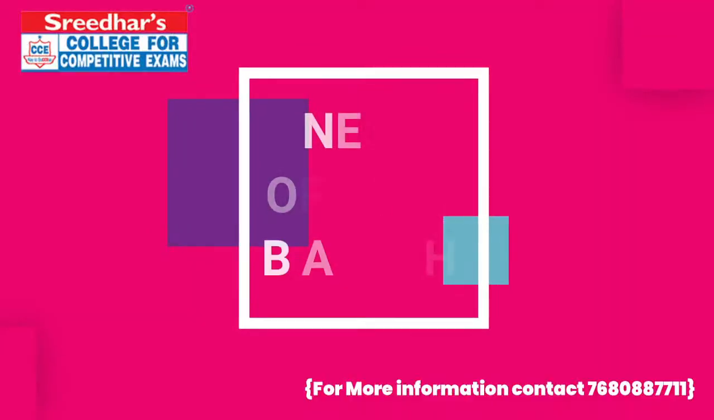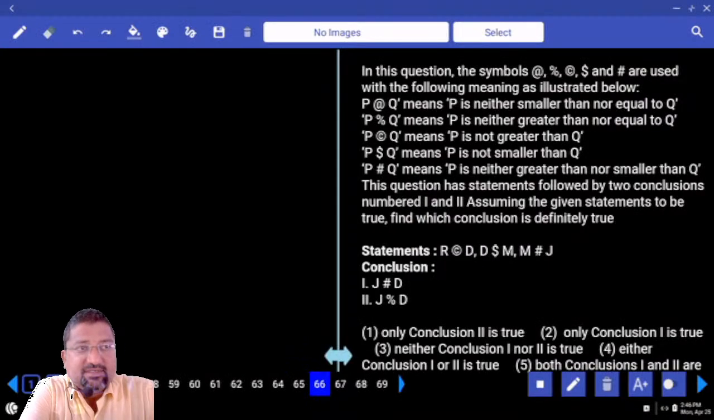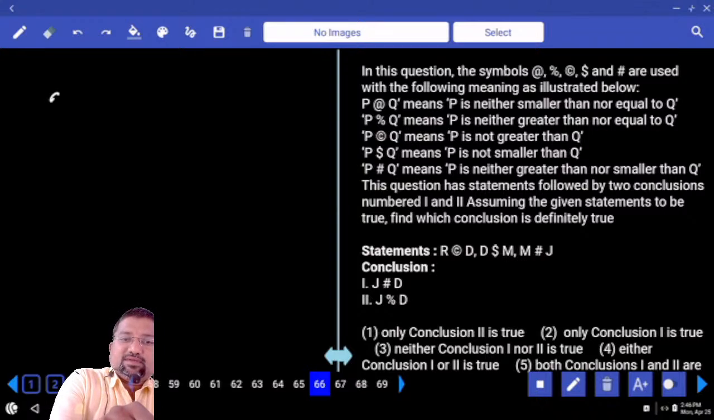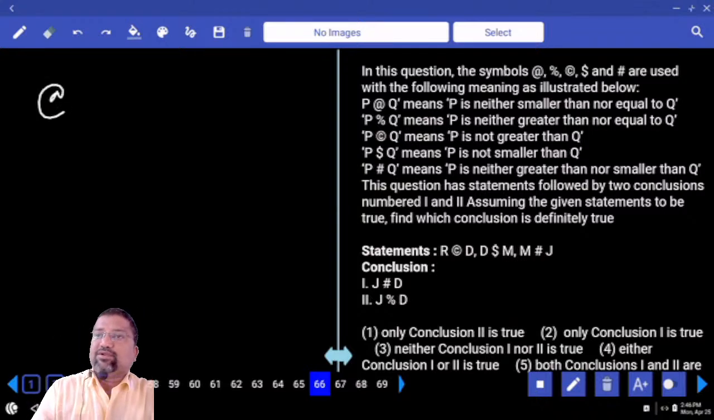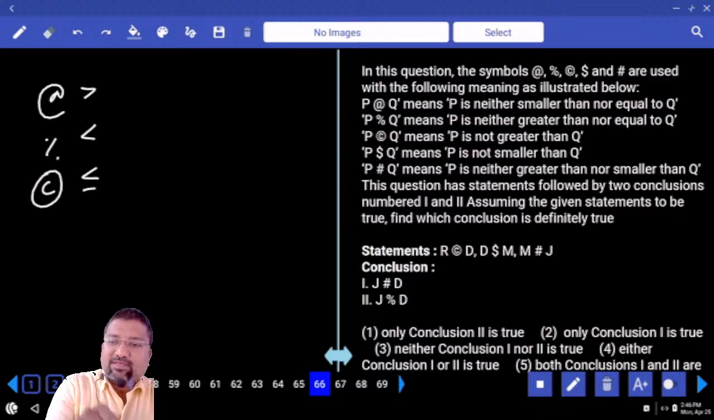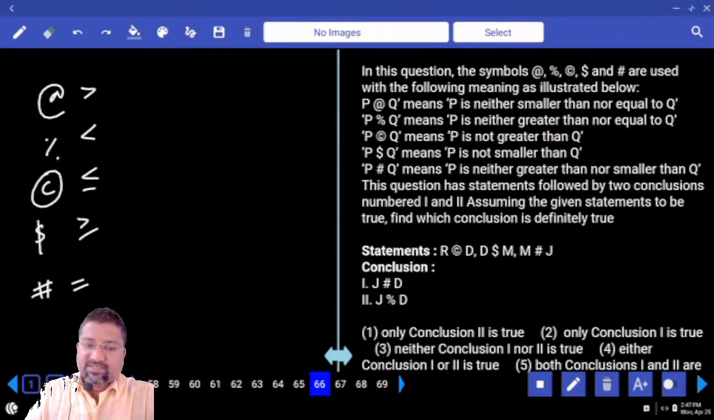These questions. In reasoning, the first 5 questions are part of coded inequalities. You have to decode what these codes mean. What does at the rate mean? At the rate is neither smaller nor equal. Neither smaller nor equal means greater than. Percentile, neither greater nor equal, less than. Copyright, not greater than, less than or equals to. Dollar, not smaller than, greater than or equals to. Hash means equals to, because he says neither greater nor equal. Convert these symbols and try to get the answers.